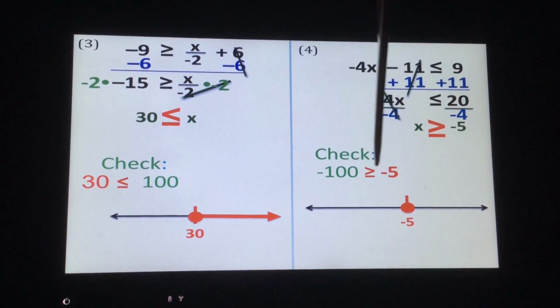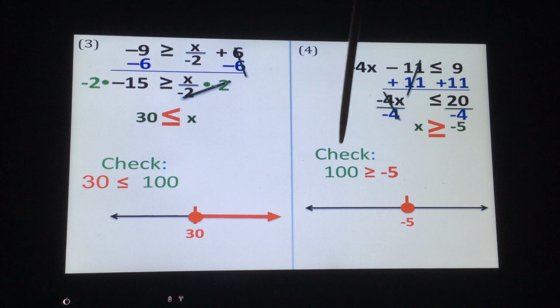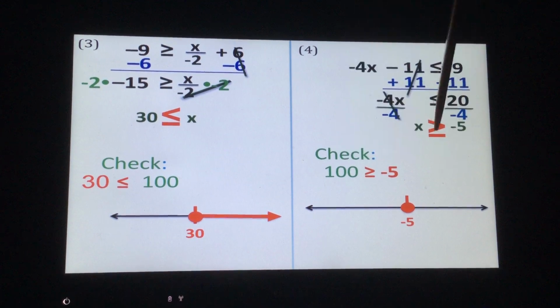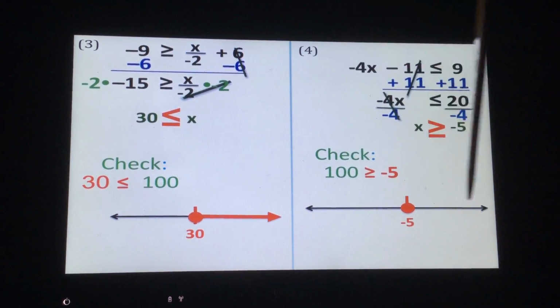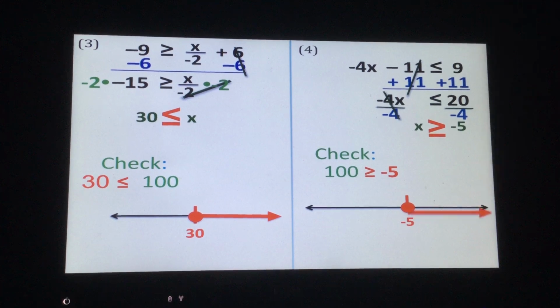Is -100 bigger than -5? The answer is no. So let me put 100 in there. Is 100 bigger than -5? Yes. Where is 100? 100 is on this side of the number line, so I'm going to shade that side of the number line.